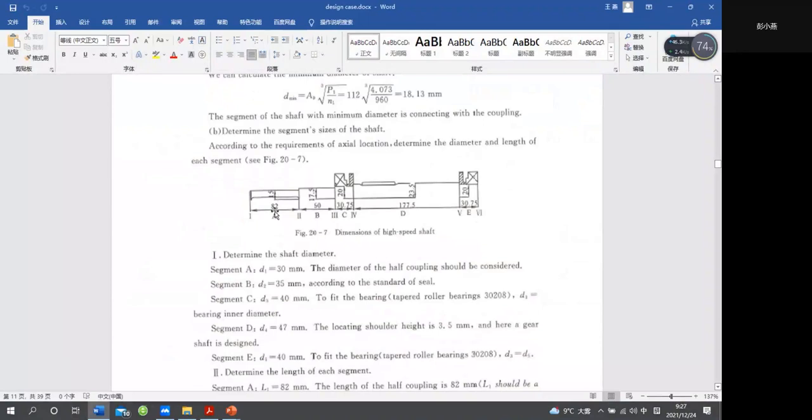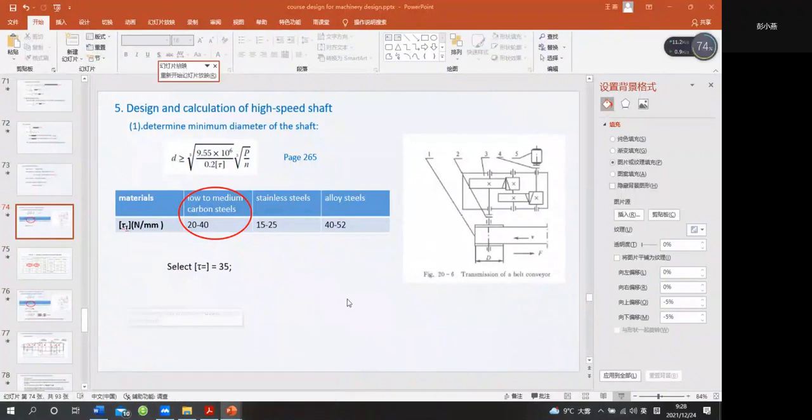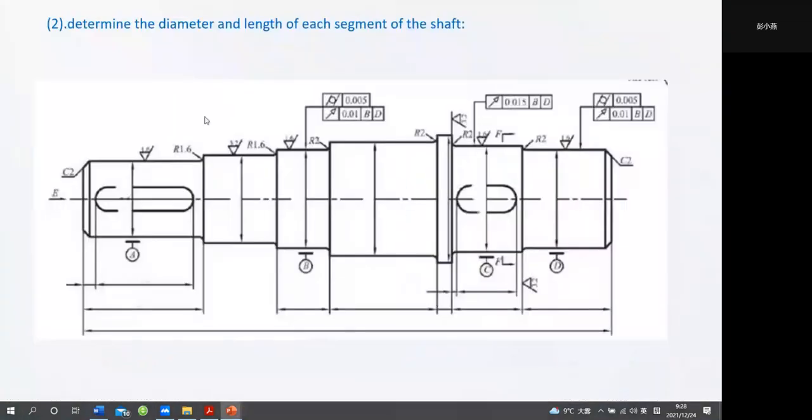You can see in the design case, a half coupling is mounted here, a pair of bearings are mounted on these segments, and on this segment the gear is mounted, and there is a bearing and an oil baffle. This way we determine there are segments A, B, C, D, E, F, G. So for the shaft, we should determine the diameter and length for all the segments. Okay.